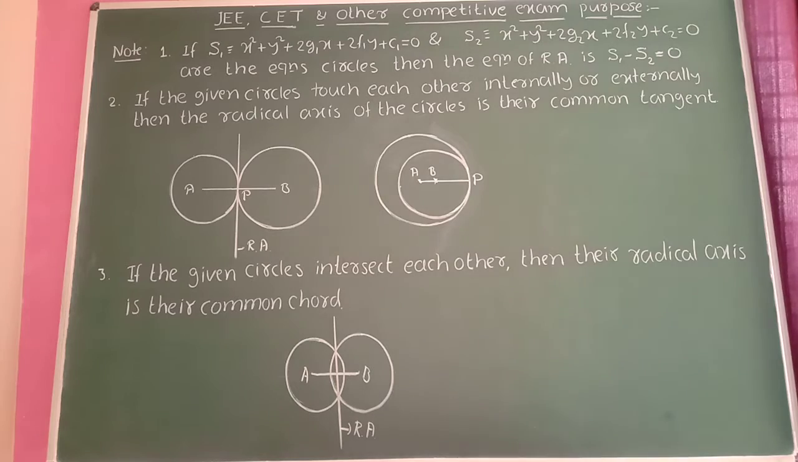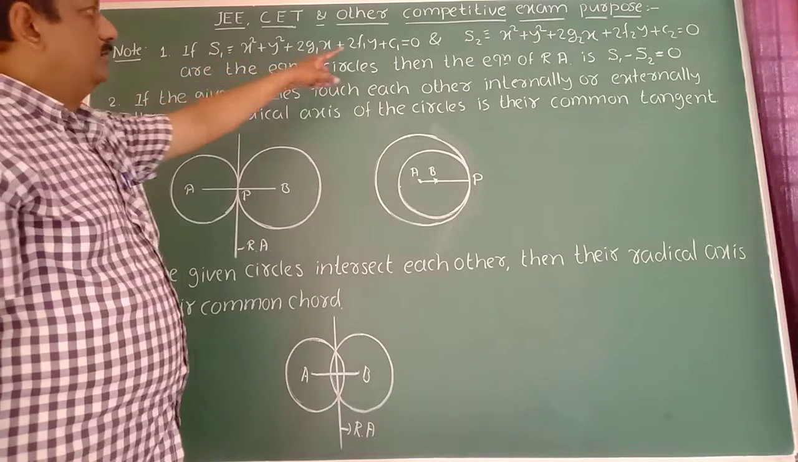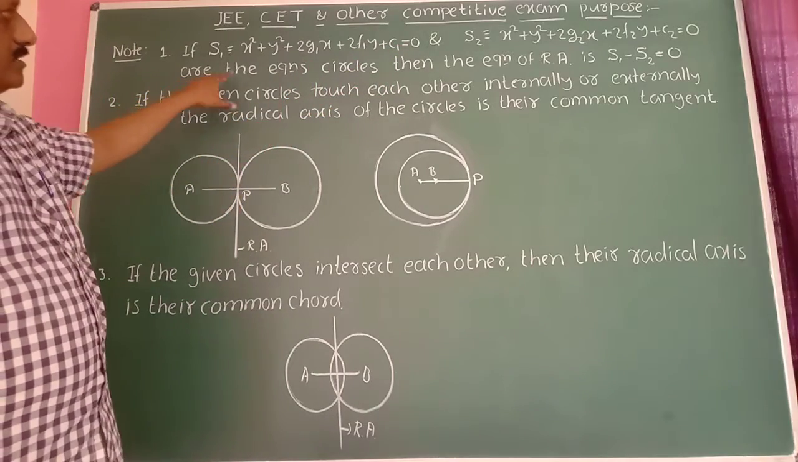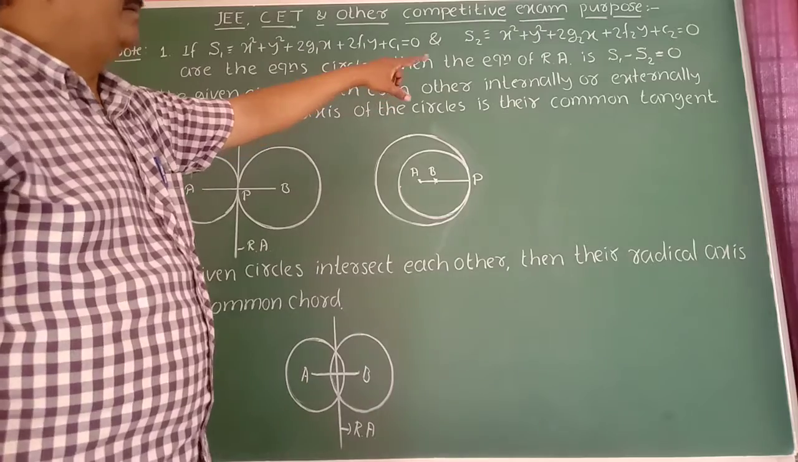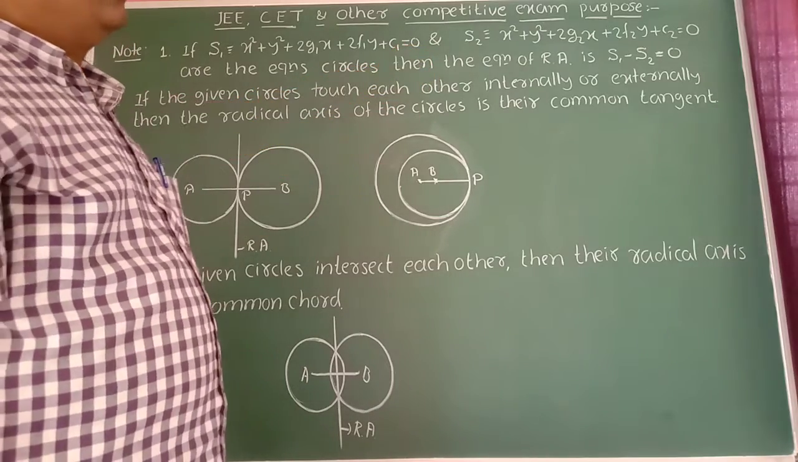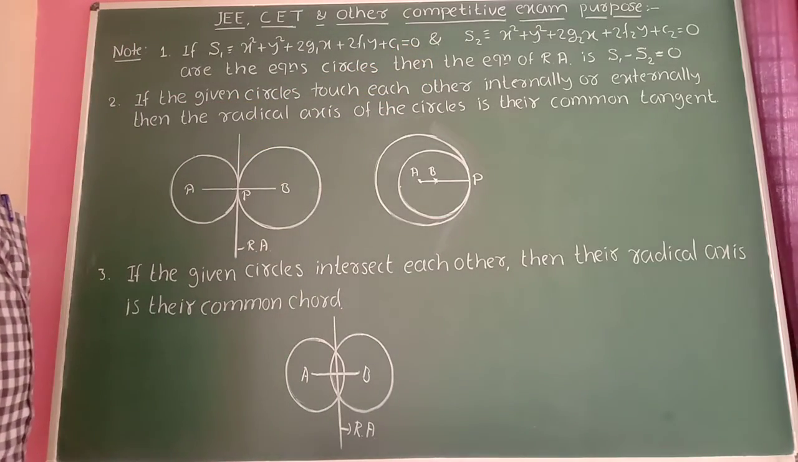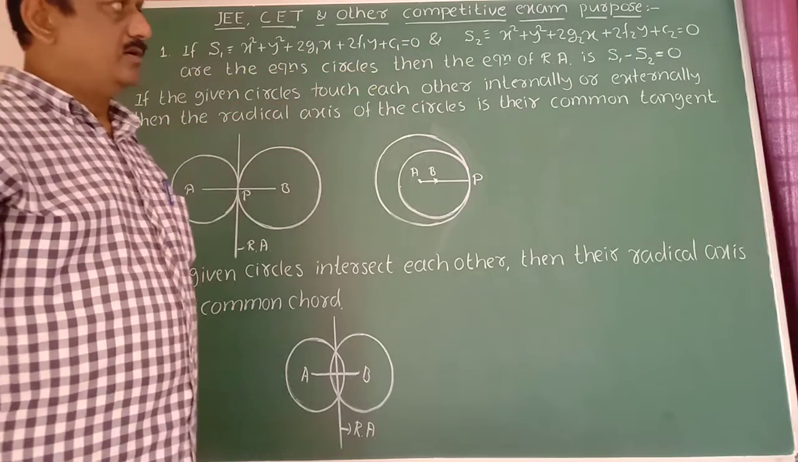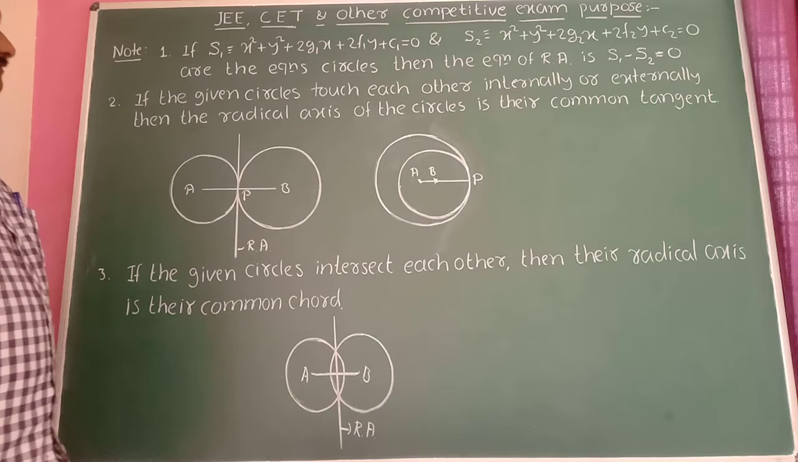So first note here: S1 and S2 are the equations of circles. Then the equation of the radical axis is given by S1 - S2 = 0. If we subtract these two equations, we get the equation of the radical axis.